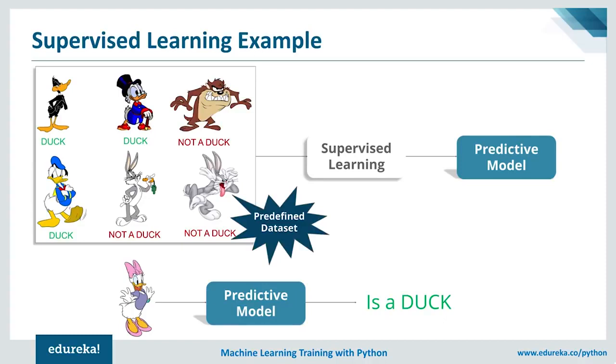Now, once trained, the resulting predictive model can be deployed to the production environment. You can say a mobile app, for example. Once deployed, it is ready to recognize the new pictures.